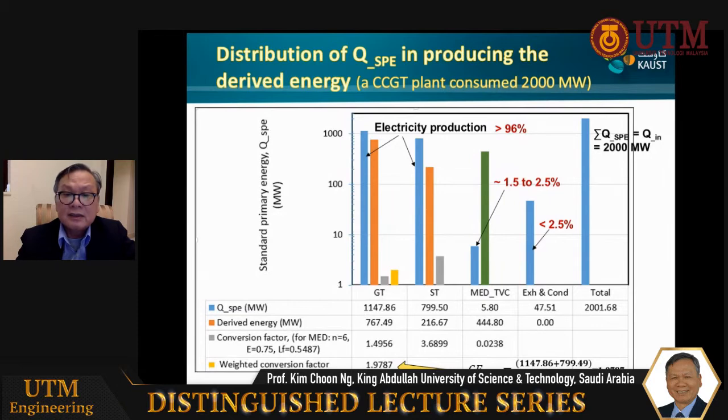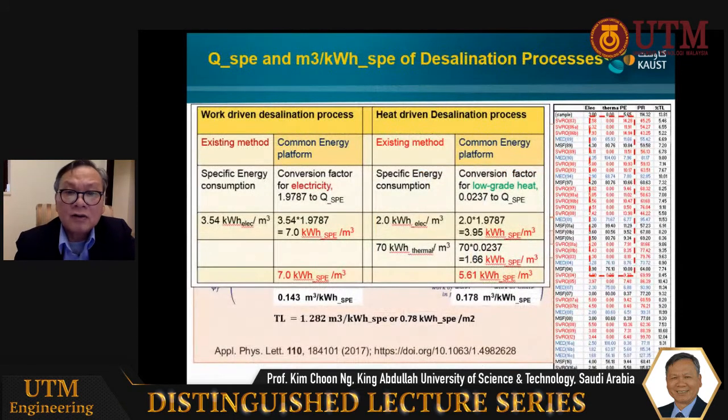So based on this, we can calculate the weighted conversion factor as 1.9787, just based on these values of QSPE over the actual derived energy. So with these conversion factors, we can then convert the existing method of specifying specific energy consumption in terms of kilowatt electric into standard primary energy.